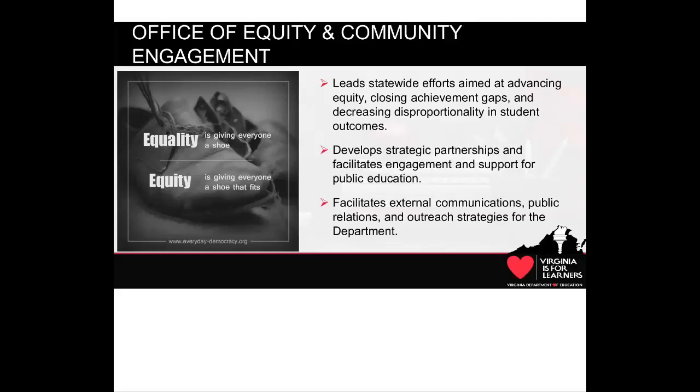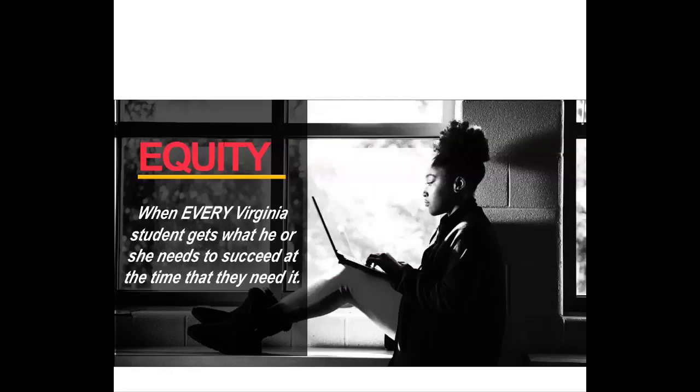So in Virginia, we've defined equity as every student getting what he or she needs to be successful at the time that they need it. So that doesn't mean that we wait until a student is not reading on grade level to develop interventions to address that need. We really want to meet the student's needs at the time that they are identified and provide the supports and resources necessary when a need has been identified.